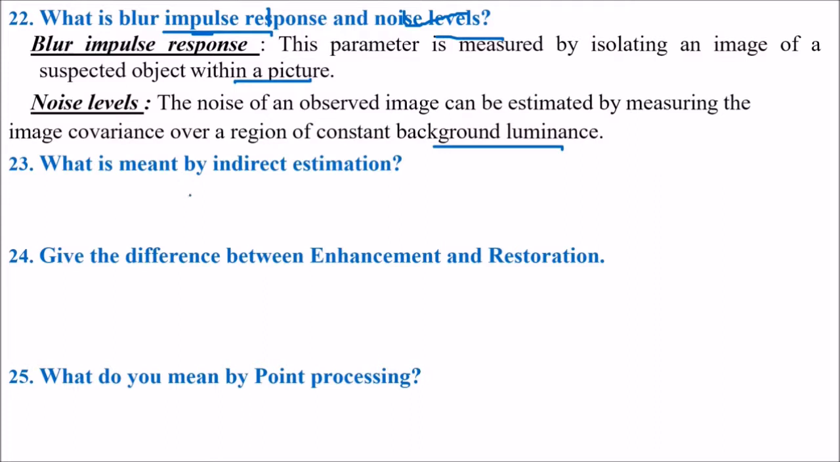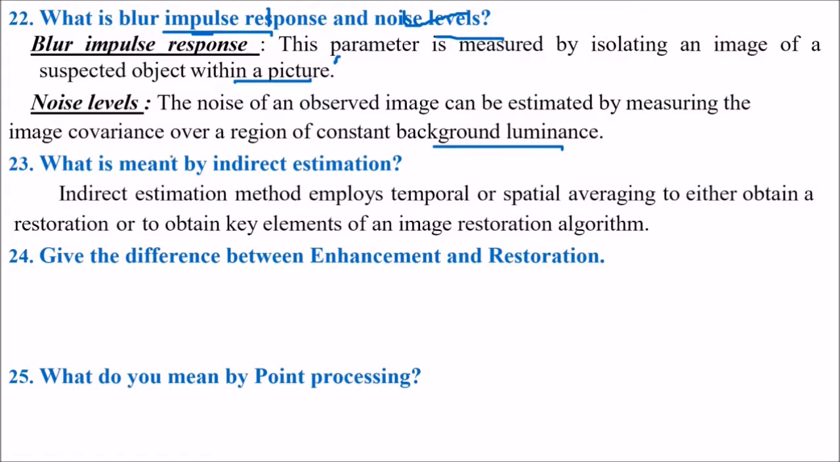What is meant by indirect estimation? The indirect estimation method employs temporal and spatial averaging to either obtain a restoration or to obtain key elements of an image restoration algorithm. Give the difference between enhancement and restoration. We have seen enhancement in the earlier discussion, and now we are learning restoration.